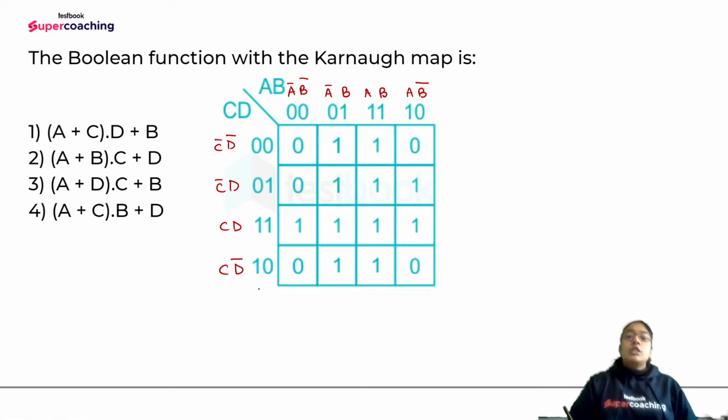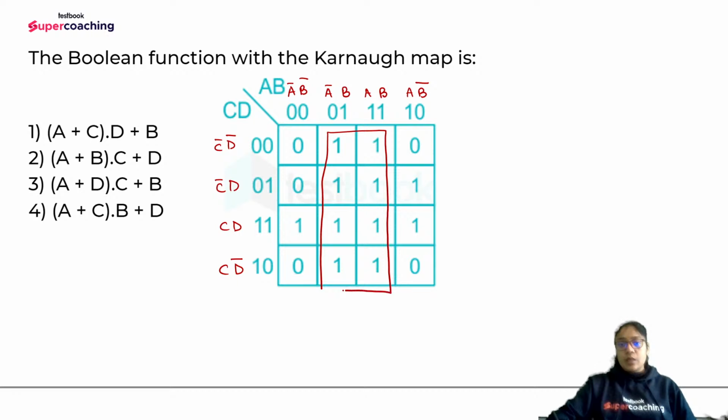Now, first of all, see if any quad is possible here. Sorry, octet is possible here. One octet is possible. What will be the name of this octet? Rows are all changing. Columns, the second and third column are coming. So B is fixed here. So the name for this octet is B.